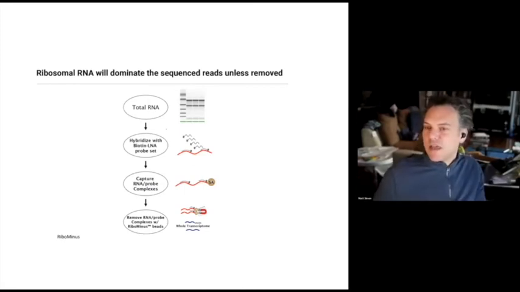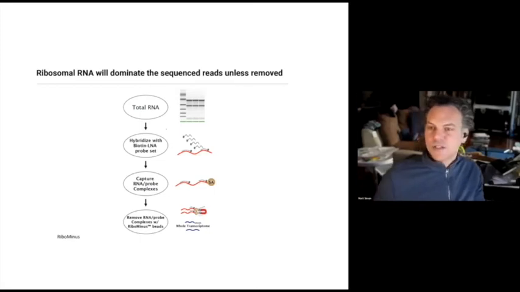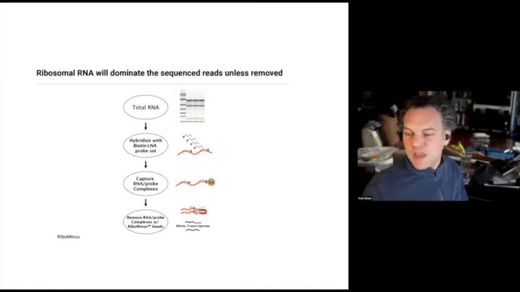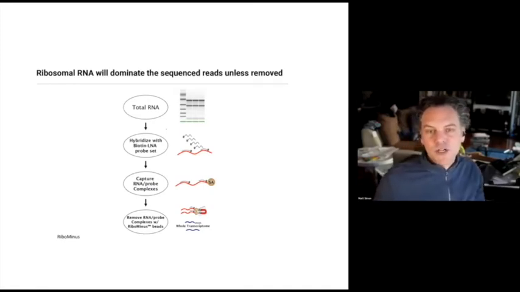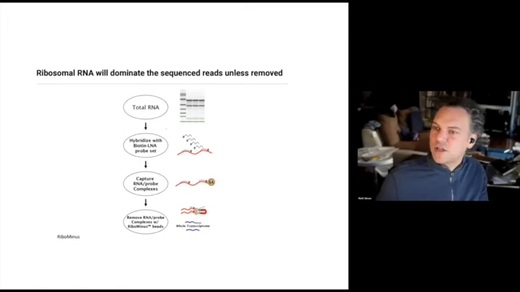So you can deplete it using these types of capture approaches. There's also lots of other ways. There are enzymatic approaches where you specifically degrade ribosomal RNA. And finally, there are approaches based on the fact that mRNAs have a poly-A tail, to only sequence polyadenylated RNAs, because in that case you're using the fact that ribosomal RNAs are not polyadenylated.